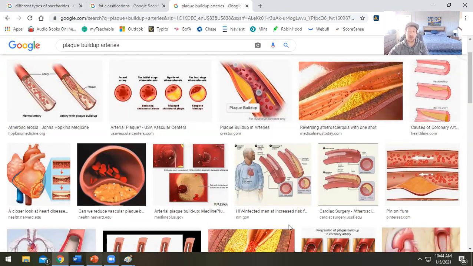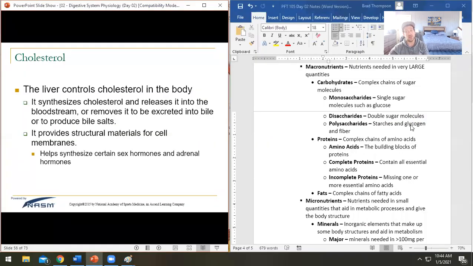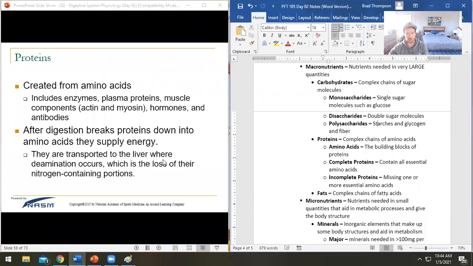So we want to make sure that we have cholesterol in our diet, but we don't want to have too much of it. We'll talk more about that as well later. For today, I just need you to know what fats and what carbohydrates are.